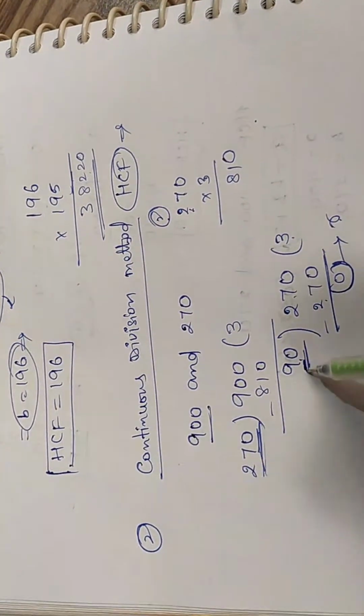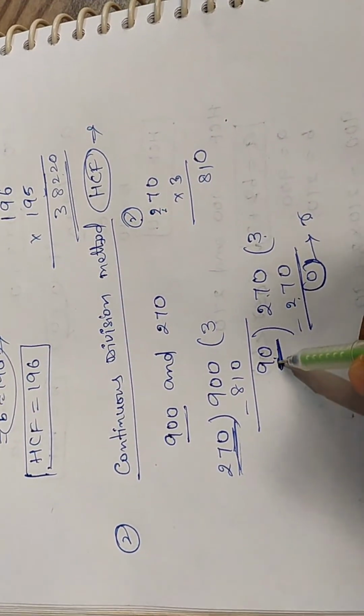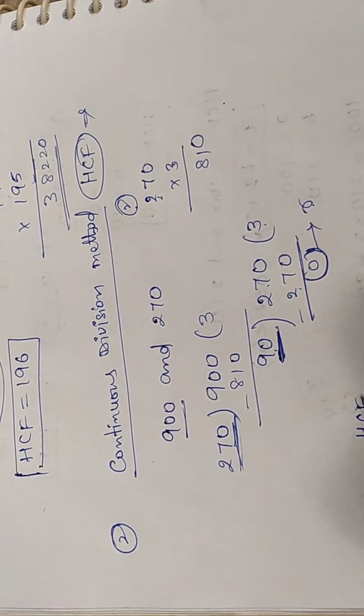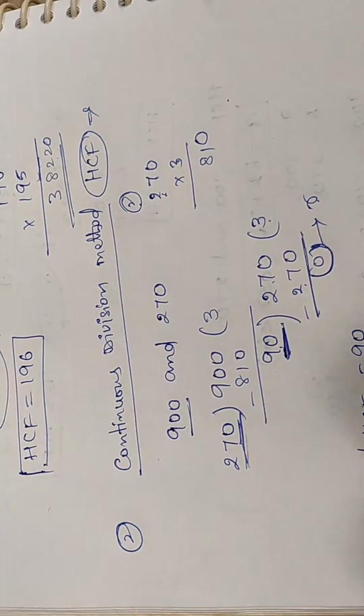If the remainder is 0, then HCF is this value. This divisor is HCF. Then HCF is 90.